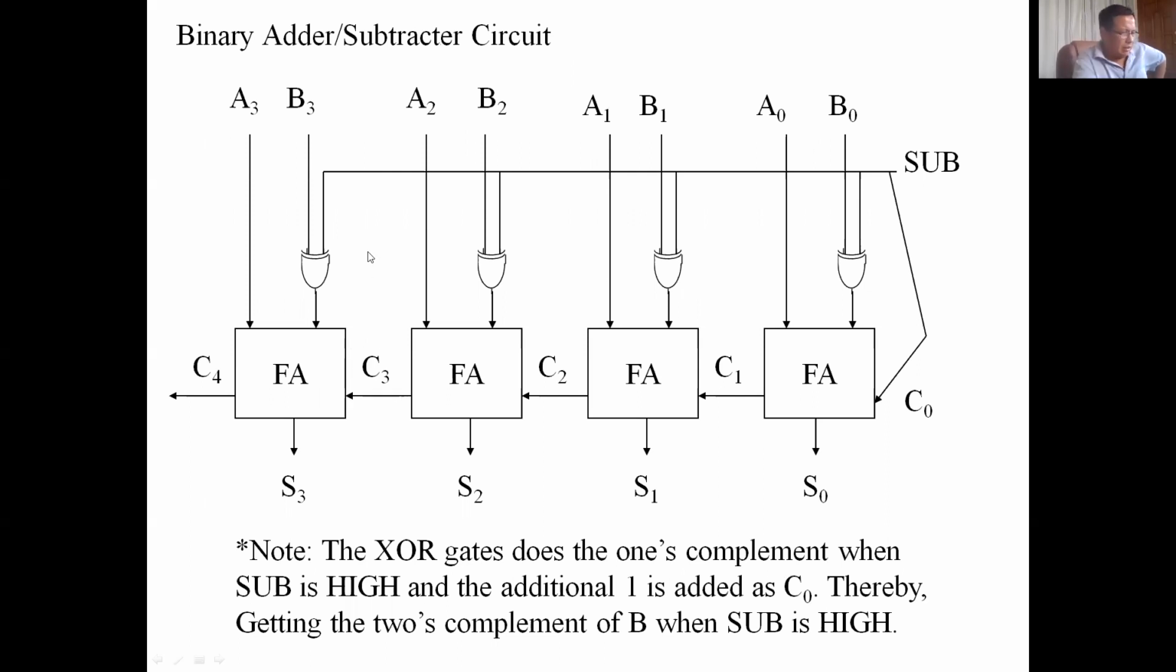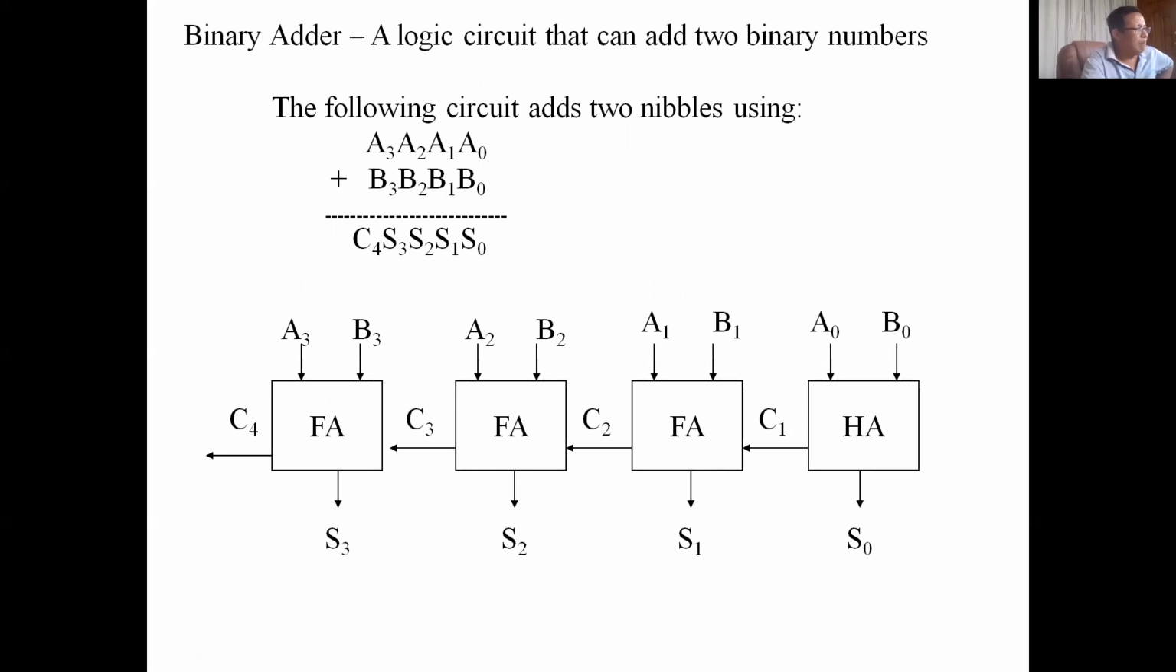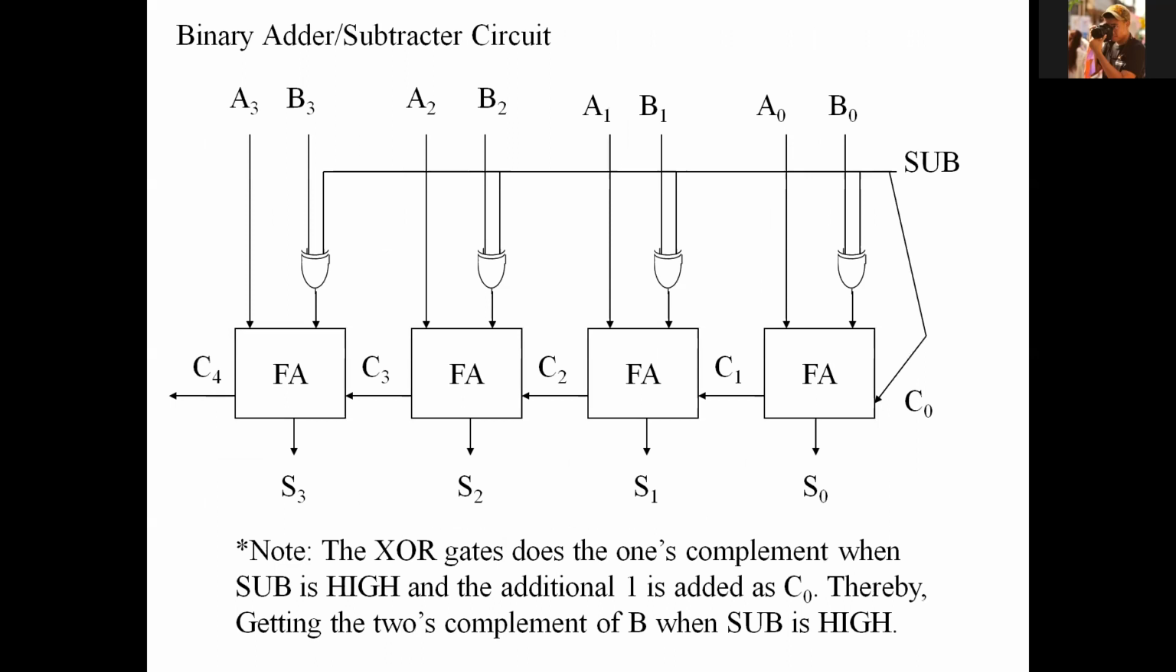So the circuit that we are using here is a plain adder. Okay? This circuit is a modified adder that can do a subtraction. It has an additional input, sub. This sub will convert B into its 2's complement. Let's find out why, no? The XOR gate converts to 1's complement if sub is 1.